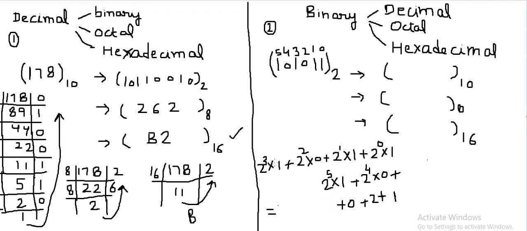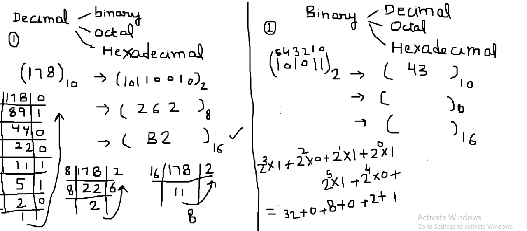Plus we have this 1 multiplied by 2 raised to power 3, which is 8, multiplied by 1 comes out as 8, right? Plus 0 multiplied by 2 raised to power 4, which is 16 multiplied by 0, will be 0. Then we have 2 raised to power 5, which is 32, multiplied by 1 comes out as 32. So you can sum up these numbers, and it will be 43. So this binary number is converted into the decimal number 43.